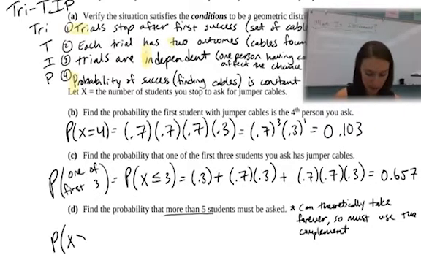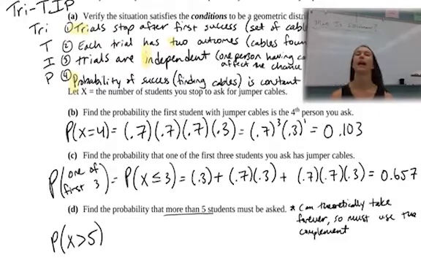All right, and the last one, find the probability that more than 5 students must be asked, so the probability that X is greater than 5. Now here it gets really tricky. We can't just do this the same way as we did the other ones because more than 5 could theoretically take forever. It could be 5 or 6 or 7 or 8, and you could just keep going.